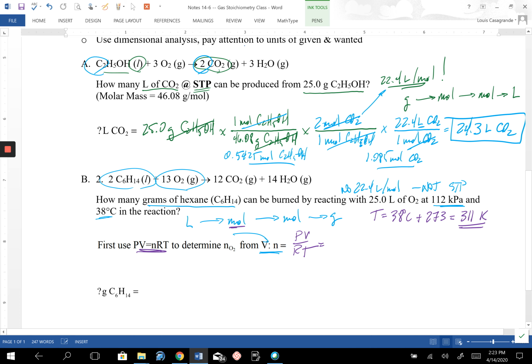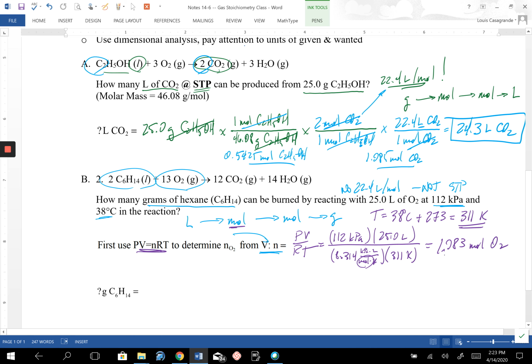Okay, so show me that calculation. And now I can calculate the n: the pressure, 112 kilopascals, times the volume, 25.0 liters. R, because I've got kilopascals, I need my 8.314 kPa times liters over moles times Kelvin, and multiply by 311 Kelvin. I'm not going to cross off the units for you there, but the units will cancel out and leave you with moles, and that will give us 1.083 moles of oxygen gas.